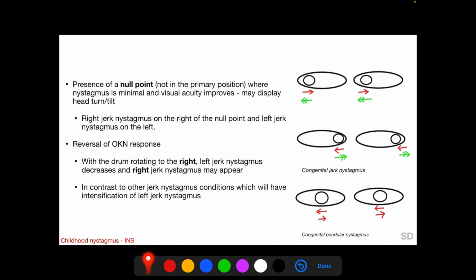So the main features of congenital nystagmus or INS, the most common form of nystagmus, can be briefly summarized as: 1. It is a horizontal jerk or pendular nystagmus. 2. The nystagmus intensity increases upon attention or taking of visual fixation. 3. The nystagmus intensity decreases with convergence. 4. INS shows a reversal of O'Kane response with the nystagmus intensity increasing in the direction of the O'Kane drum rotation. And 5. The slow phase of INS has an accelerating waveform.